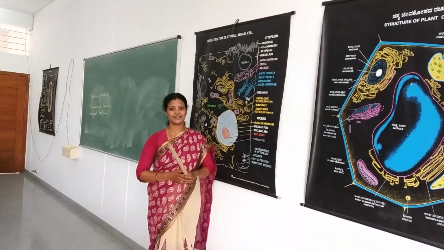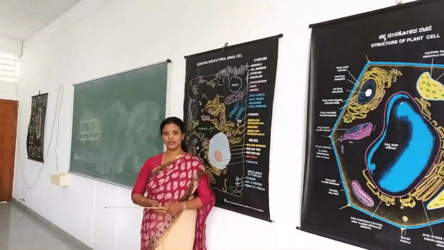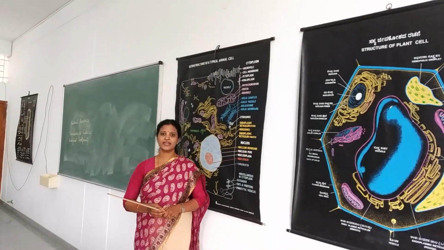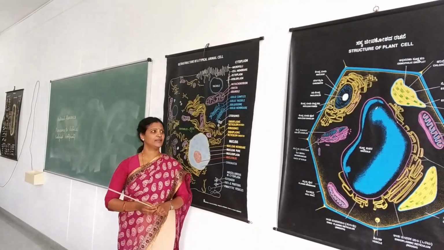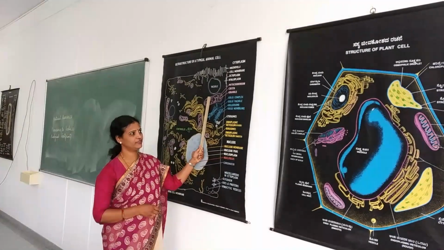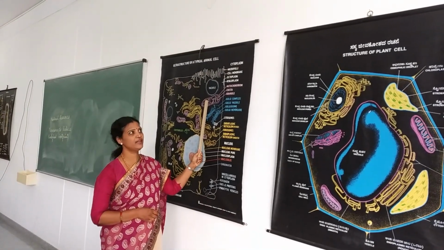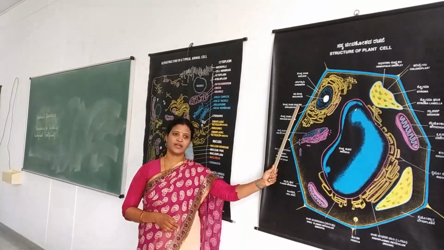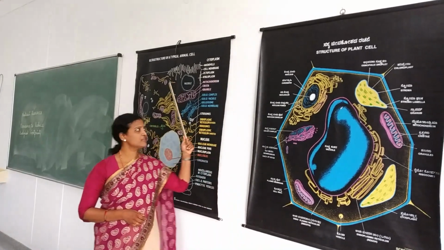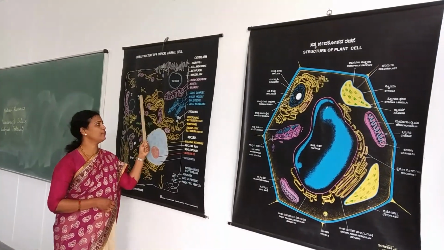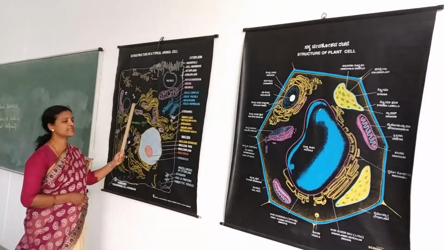Welcome to biology class. Today we are studying about the detailed structure of animal cell and plant cell. Here we have the ultra structure of animal cell and ultra structure of plant cell. When you observe at higher magnification, we can see all these parts clearly.